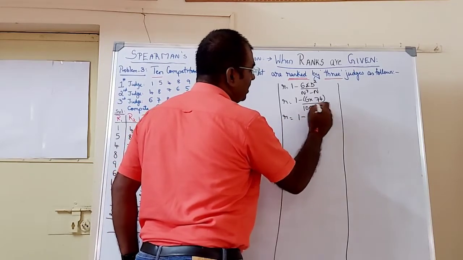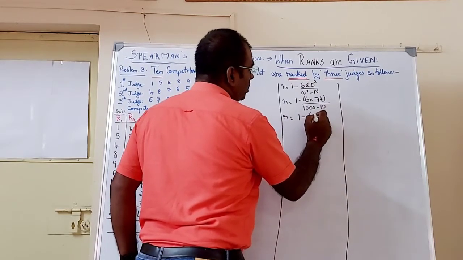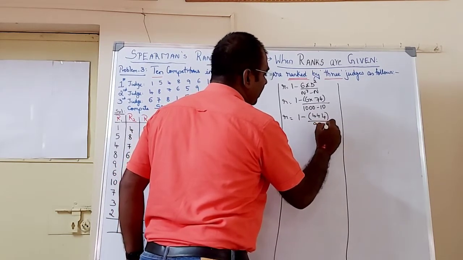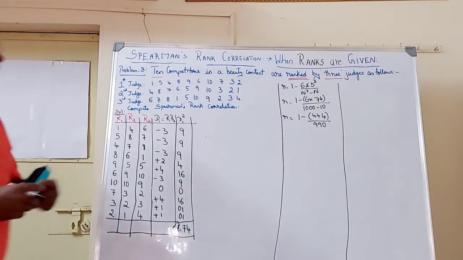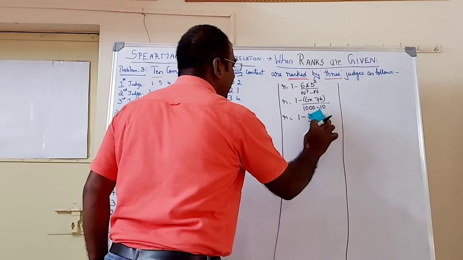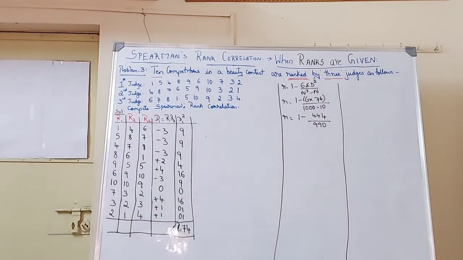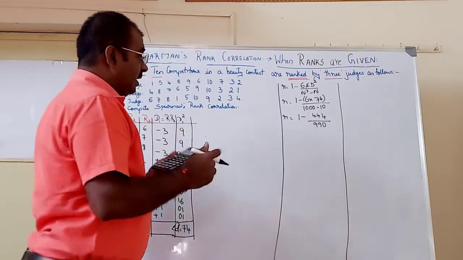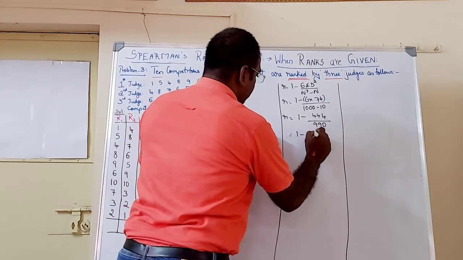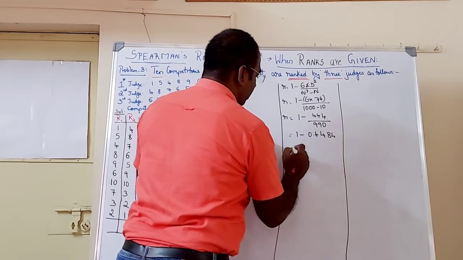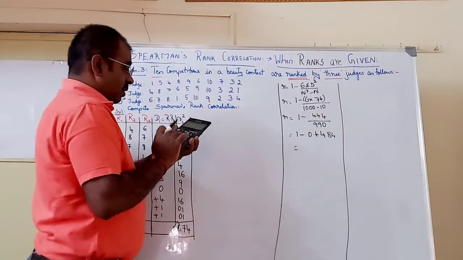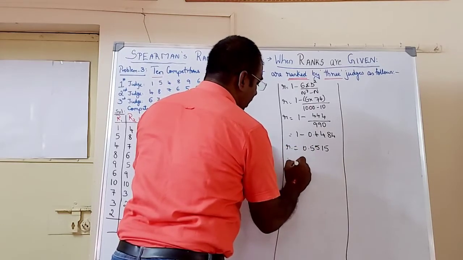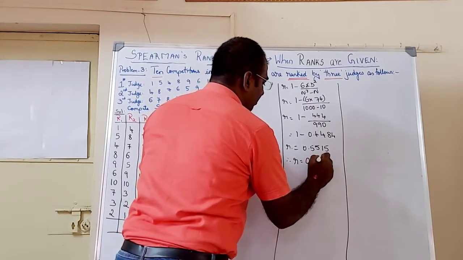R is equal to 1 minus 6 fours are 24, 6 sevens are 42, plus 2 is 444. So 1 minus 444 divided by 990. What is 444 divided by 990? It is 0.4484. So 1 minus 0.4484 is equal to 0.5515. Therefore, R is equal to 0.55.